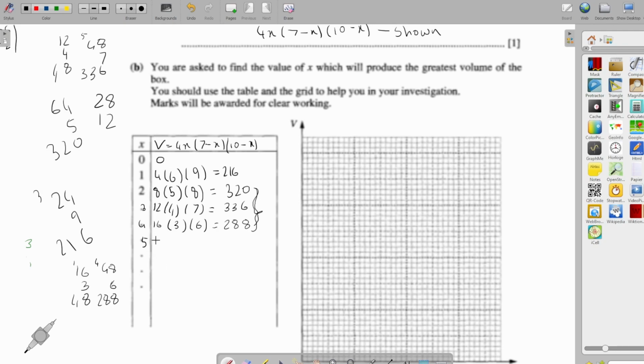But let's just do another. So 20, and then 7 minus 5 is 2, and this is 5. Right, so 20 into 2 is 40, 40 into 5 is 200. 40 into 5 is 200.